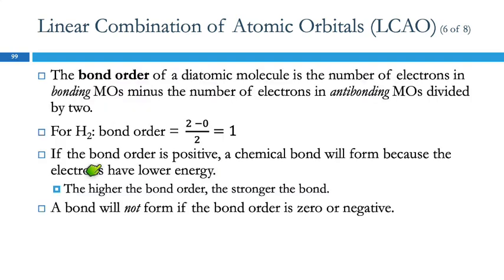If you get a positive bond order, a chemical bond will form, because that means that in forming the bond, the electrons have lower energy than they did in the atoms before the bond was formed. If the bond order is larger, 2 or 3, that means the bonding is stronger. If your bond order is 0 or negative, the bond will not happen.